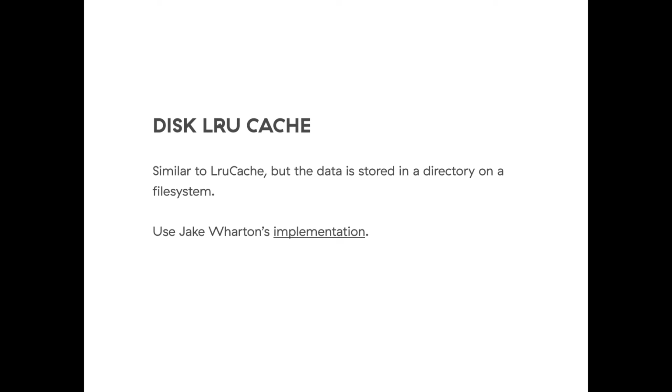Then we have disk LRU cache. It's quite similar to LRU cache, but this works on the file system. So basically it's not in memory, it's stored somewhere on the disk. The concepts are pretty much the same, and if you want to use disk LRU cache, please use Jake Wharton's implementation because it's the best.